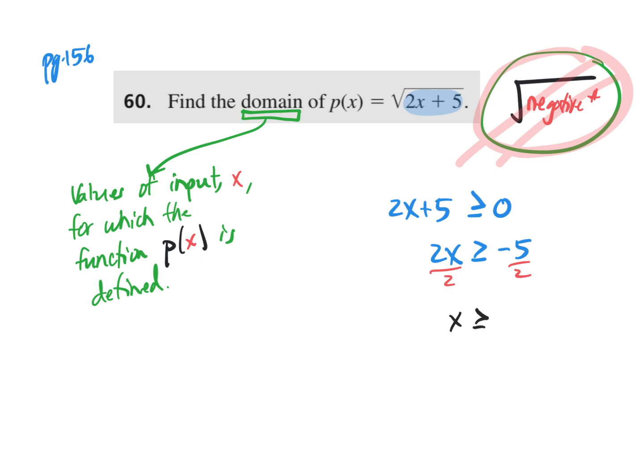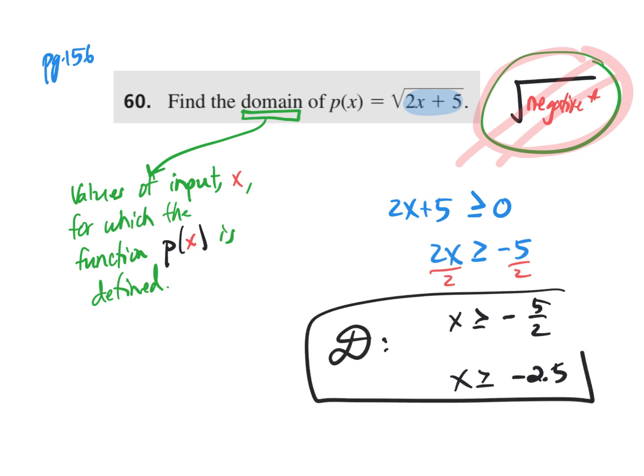x is greater than or equal to negative 5/2, or negative 2.5. That's how we'd find the domain in a function like this. If you'd like to try another one, then keep watching.